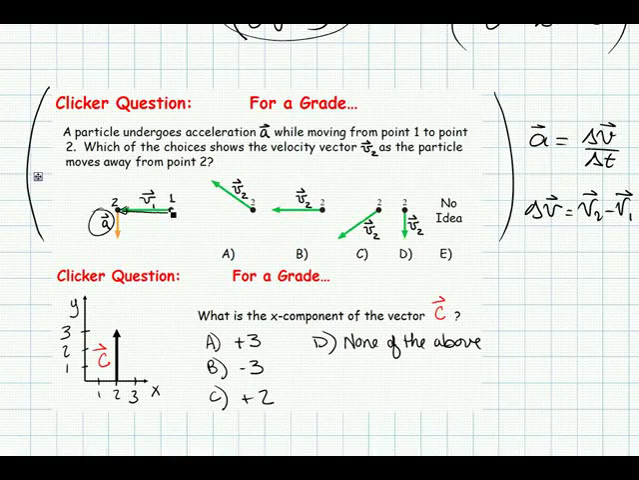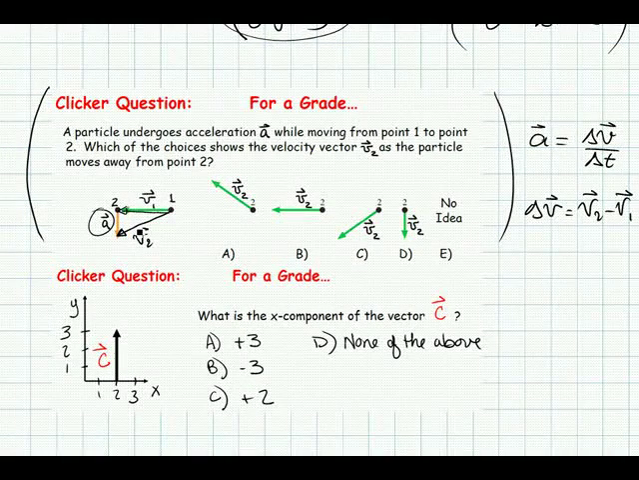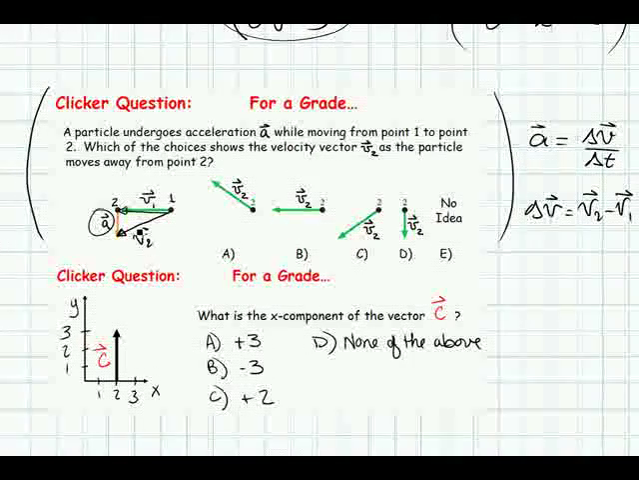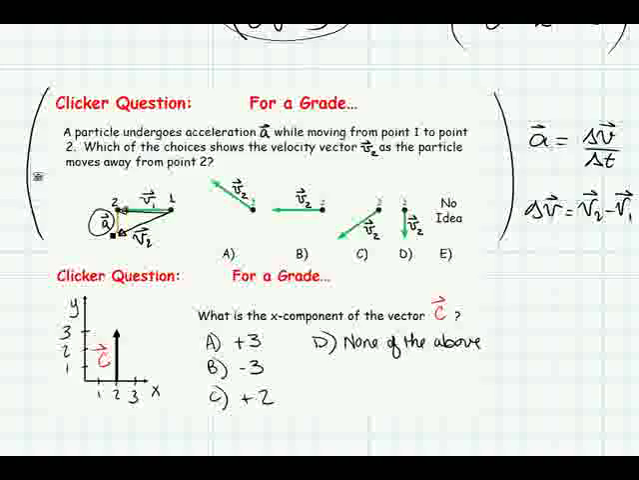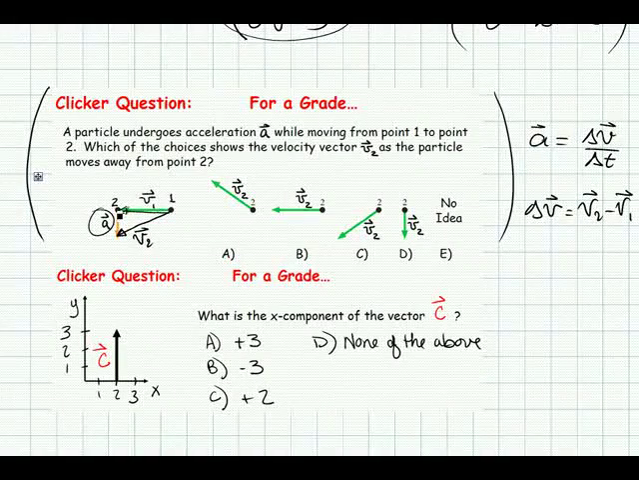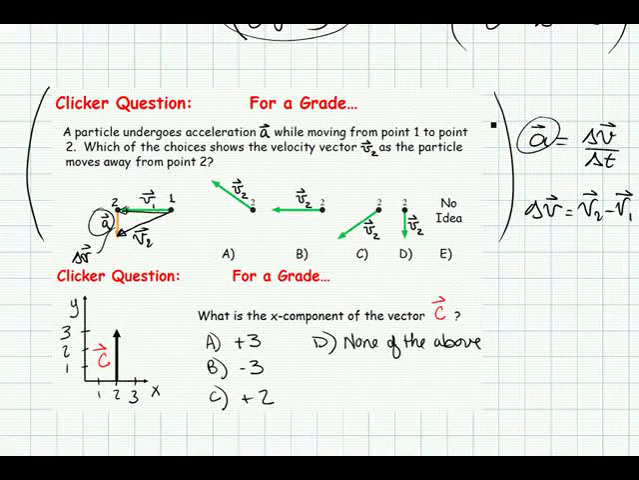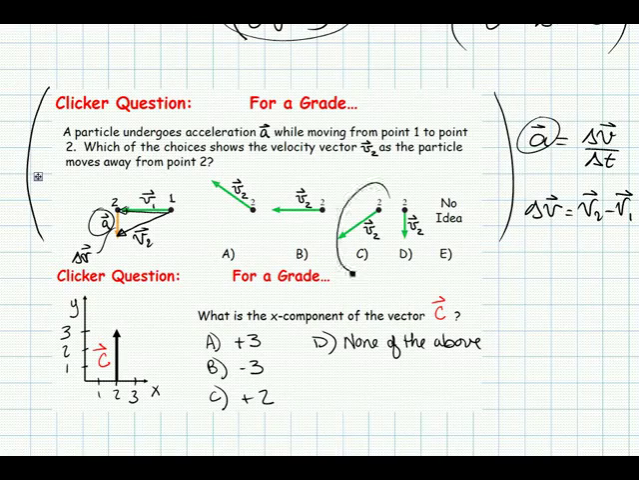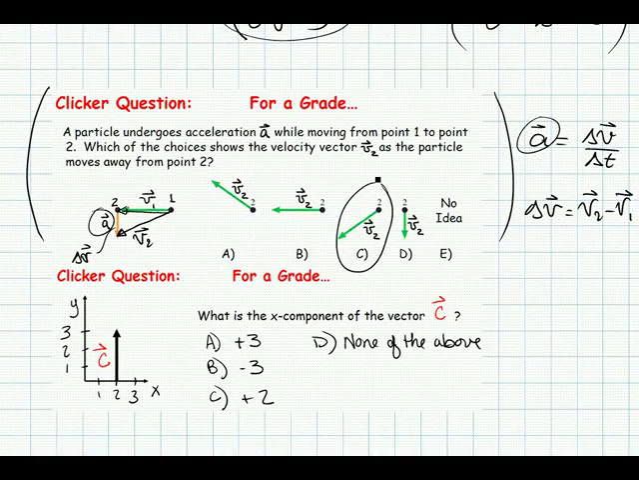Well, my v2 needs to be pointing in that direction, because now if I do the tip to tail technique for vector subtraction, you see that v2 minus v1 gives me this orange vector here as delta v, which is pointing, as you know, in the same direction as a, and that's choice C. So C is the correct answer for this problem.